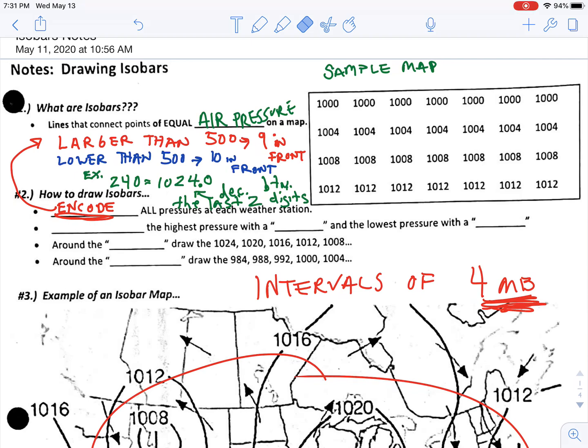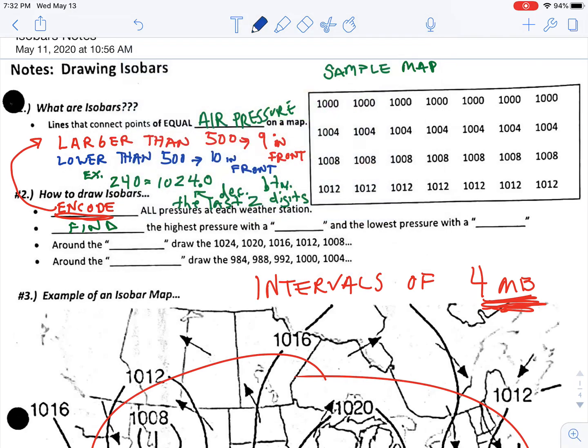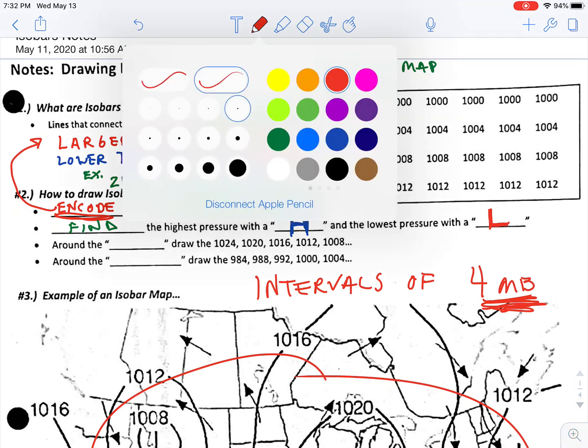So let's talk about how to draw this. What we need to do is first find the highest pressure on the map and label that with a blue H. It's got to be a blue H. Why blue? Because blue represents colder, drier air, and high pressure is cold, dry air. We also want to find the lowest pressure, and label that with a big, large capital L because that's warm, humid air, the least dense of all air.